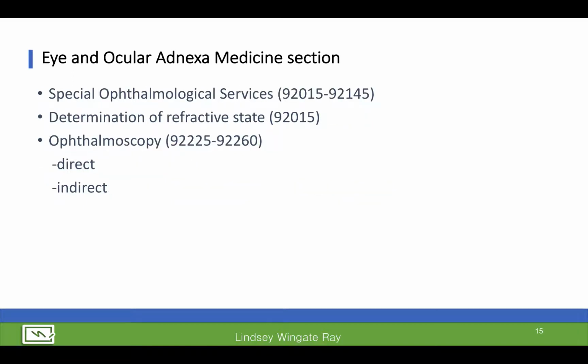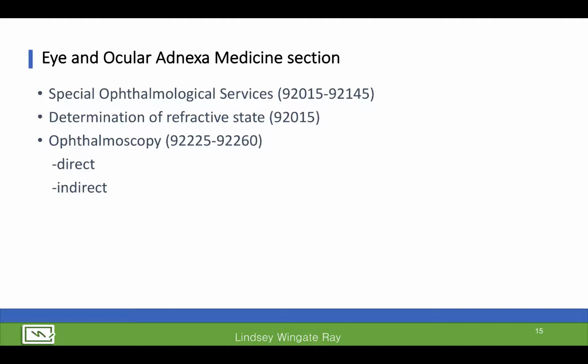Special ophthalmological services are 92015 through 92145, and it goes beyond the services included under general services. These services are reported in addition to general ophthalmological services. With these services, a special evaluation of part of the visual system is made, which goes beyond services included in general ophthalmological services or in which special treatment is given. Determination of refractive state 92015 is an eye exam. If refractive lenses or glasses are required, it is included in this code. This includes all of the specifications of the lenses.